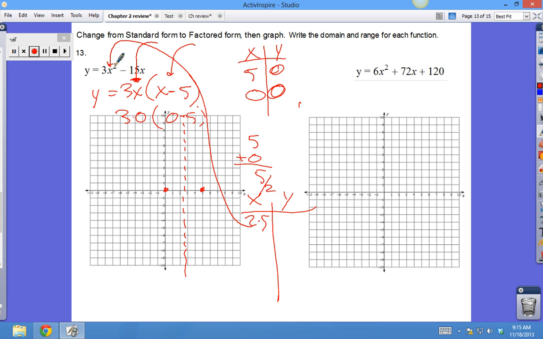So I'm going to take 2.5 into either my original model or the one I factored. It doesn't matter. If I do 3 times 2.5 squared minus 15 times 2.5, punch it in your calculator. Add them together. You should get a negative 18.75. So that's clear down here. The parabola looks like that.